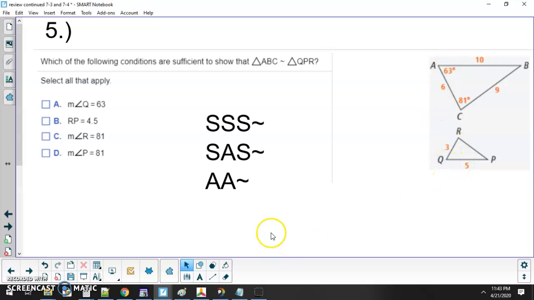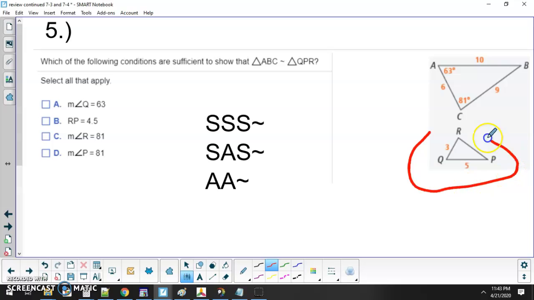If you wanted to, and in fact I would recommend doing this, redraw that triangle so that they are facing the same direction. So Q and A match up, so I'm going to put Q up here, and then P and B match up. B is across from A, so that would mean P is across from Q. So we're going to put P over here, and then the last letter R would be down here. I'm just redrawing this triangle so that it matches up better.